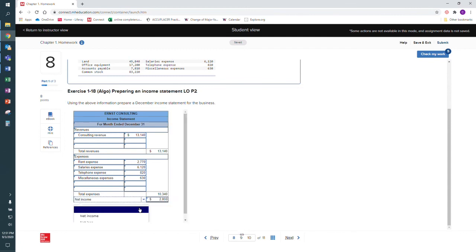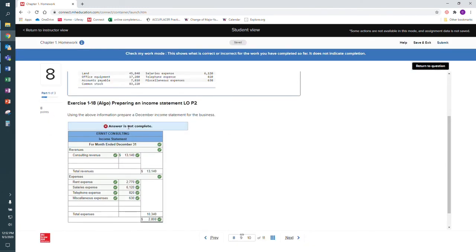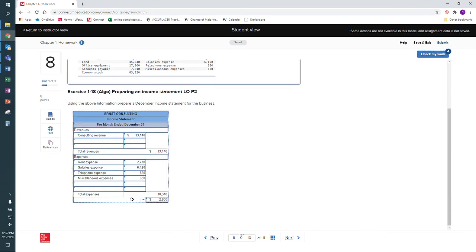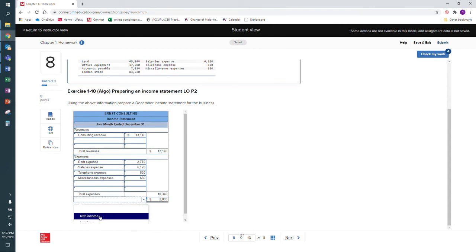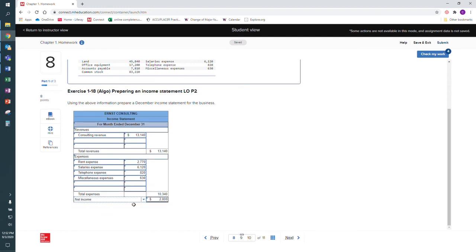Now, if we had forgotten and left that blank, when we go to check our work, we'd have all kinds of green checks and our net income down here, and it would say the answer is not complete. Sometimes when it says the answer is not complete, we're simply missing something as simple as a line description. So sometimes I say click in all the boxes and see if something pops up as a different option that clears that up for you.